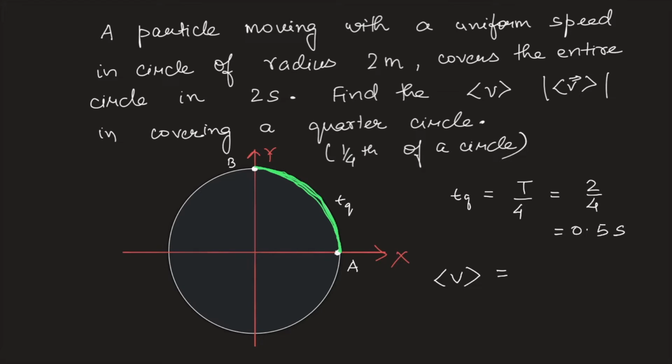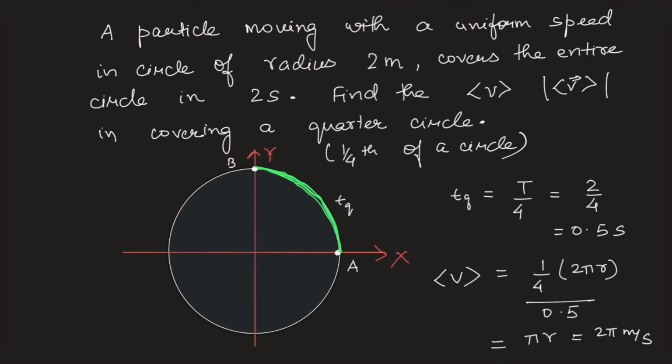So the length of the path is, of course, 1/4 of the perimeter, that is 2 pi r, divided by 0.5. So we can have it as pi r, simply pi r, and since the value of r is 2 meters, we can very easily say that it is equal to 2 pi meter per second. 2 pi meter per second is your average speed. This is your average speed.